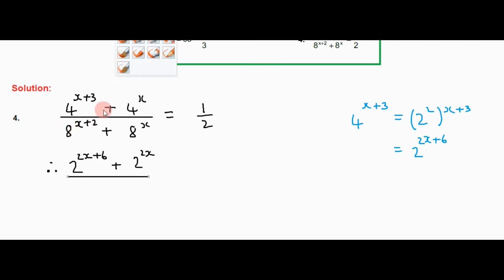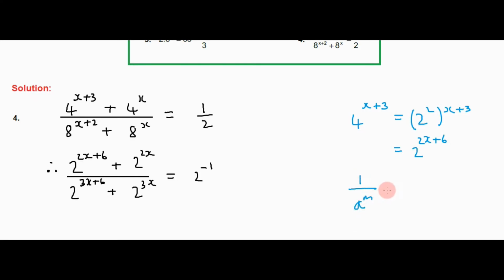Now, using the same principle in the denominator, we have 8 to the x plus 2, we can write as 2 to the 3x plus 6. And 8 to the x we can write as 2 to the 3x. Then on the right-hand side, a half we can write as 2 to the negative 1. Of course, here we are using the rule 1 over a to the m is a to the negative m.